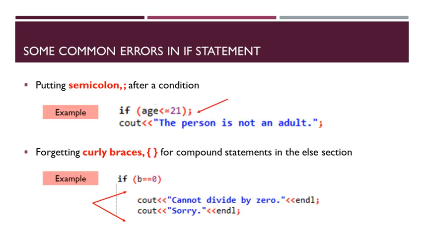Next are some common errors that usually happen if you use the if-else statement. First is putting a semicolon after a condition. If you put a semicolon after a condition, there might be no error, but it will become a logic error. Your output will not be produced as you want. Secondly, people usually forget to put curly braces for compound statements in the if and else sections.